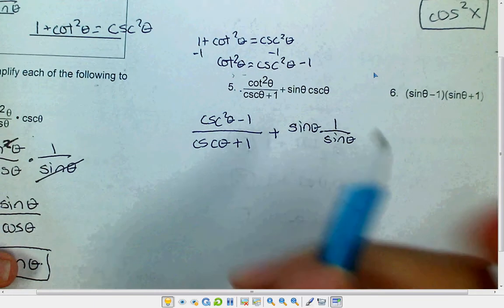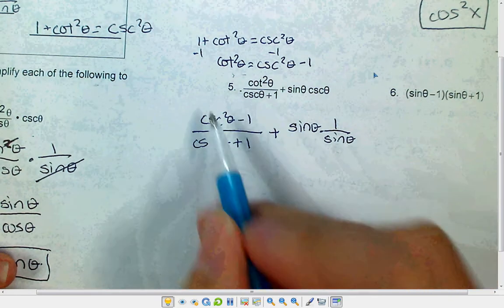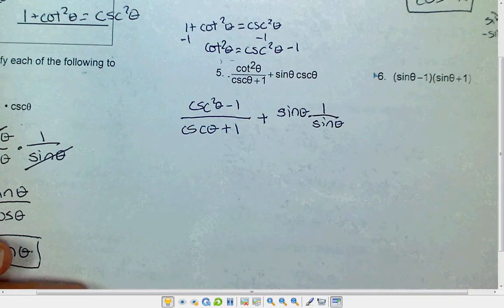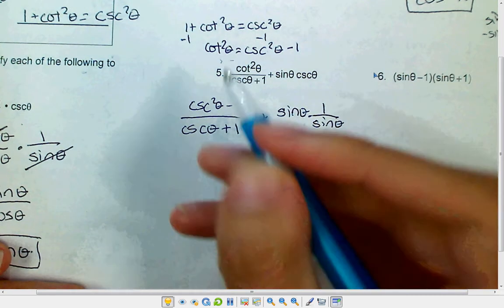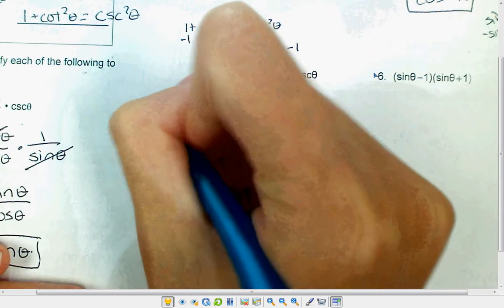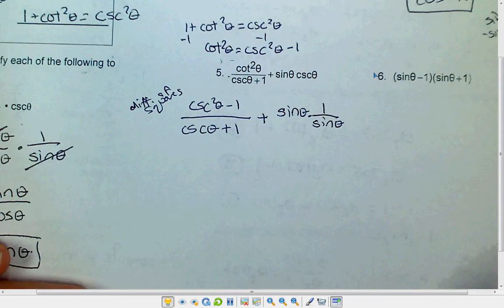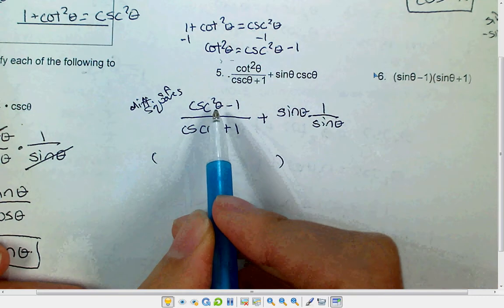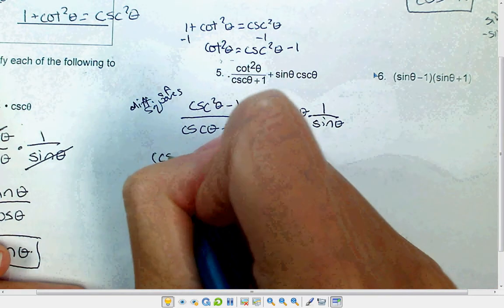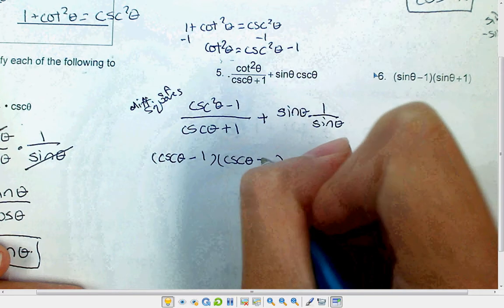Okay. So now this one's tricky because we have to use an identity that we learned during the first unit. This is a squared. 1 is also a squared. So we're actually going to use difference of squares to factor this. So cosecant squared minus 1 squared, I can rewrite as cosecant minus 1, cosecant plus 1.